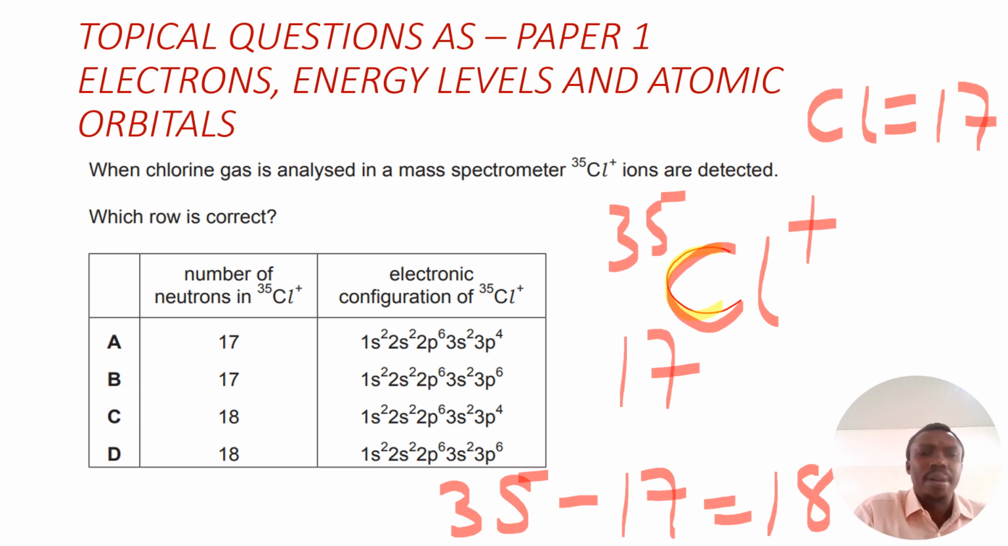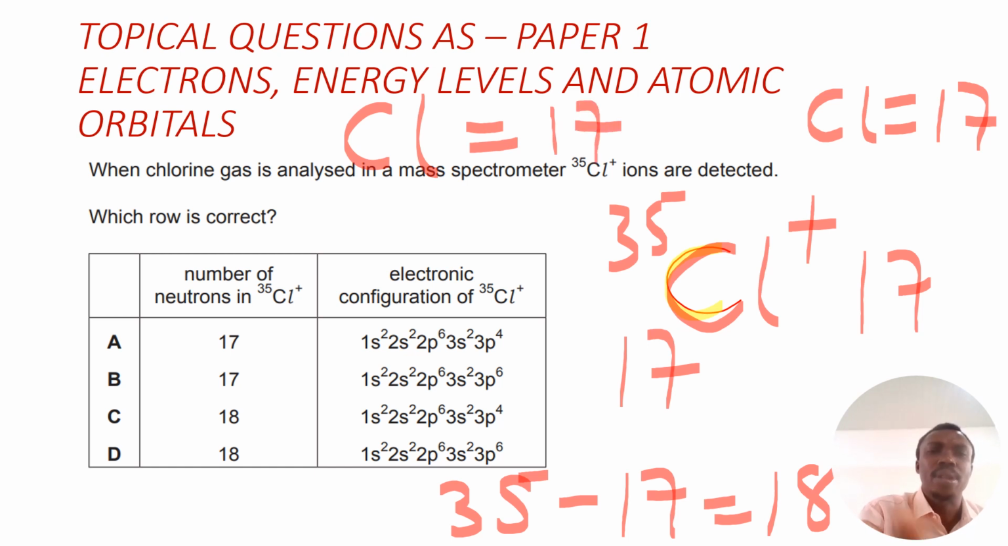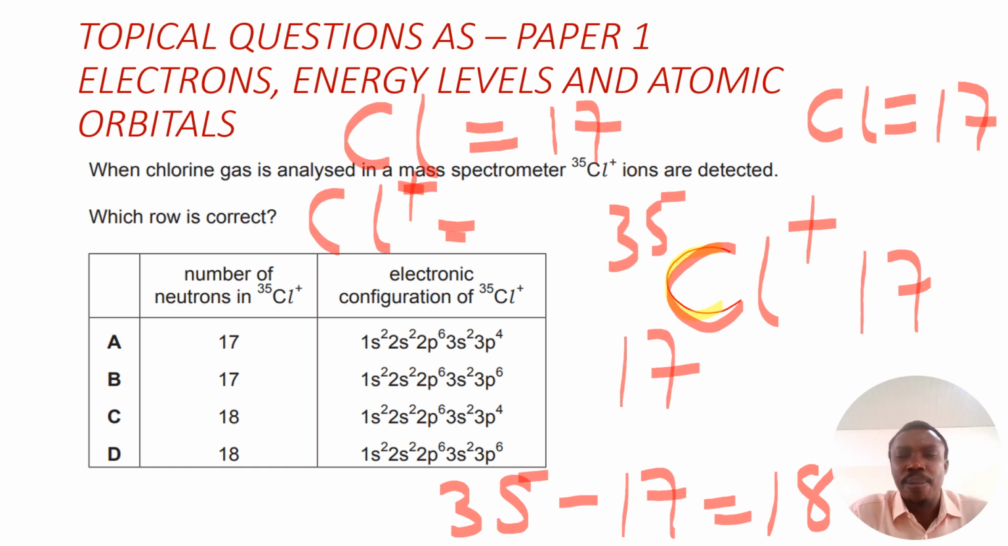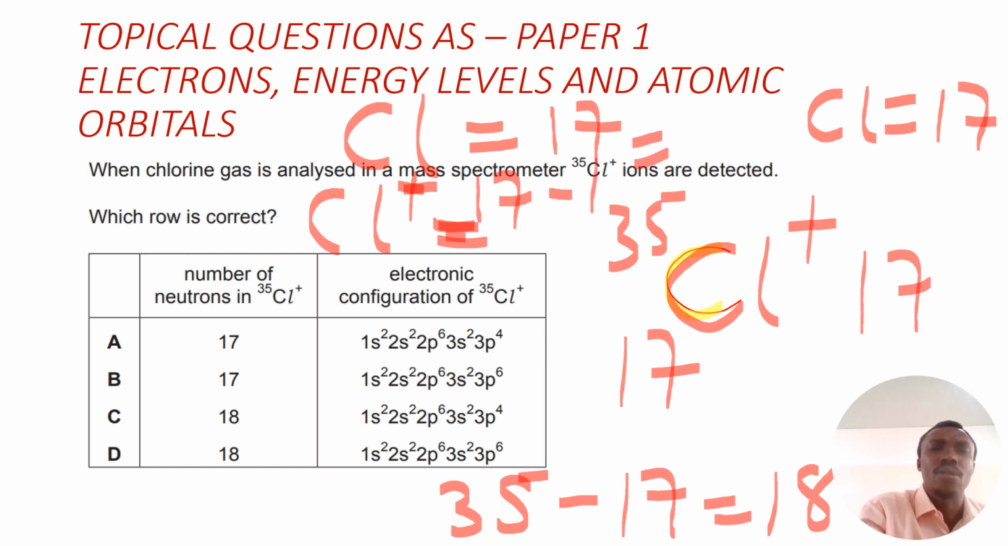Now, the electronic configuration of chlorine 35. Since the atomic number is 17, chlorine has 17 protons. For a neutral atom, the number of protons equals the number of electrons, which is 17. But for a positively charged ion, the number of electrons is equal to the number of protons minus the charge. So the number of electrons here will be 17 minus 1, which is equal to 16. So the electronic configuration will be 1s2, 2s2, 2p6, 3s2, and 3p4.